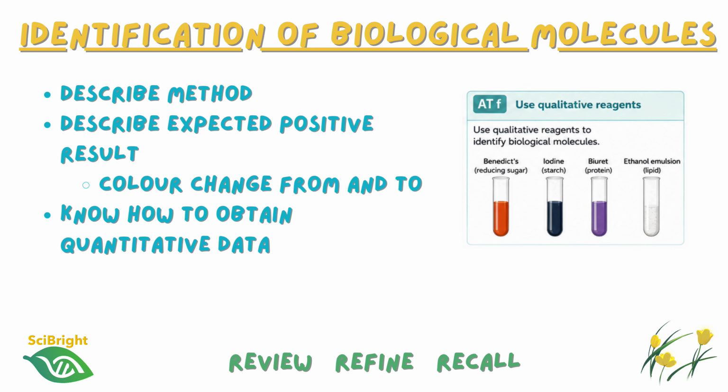ATF involves using qualitative reagents to identify biological molecules. You should know the tests for reducing sugars, non-reducing sugars, starch, proteins, and lipids, and include the expected positive results. And make sure you can describe the colour change from and to for an exam question. For the lipid test, you must describe the positive result as a milky emulsion. You cannot say it goes white. For the Benedict's test, make sure you know how to turn qualitative data into quantitative data by either using a colorimeter or drying and weighing the mass of the precipitate formed.